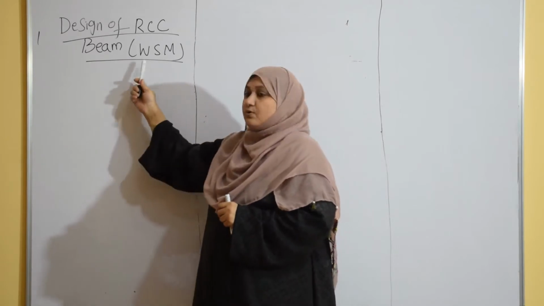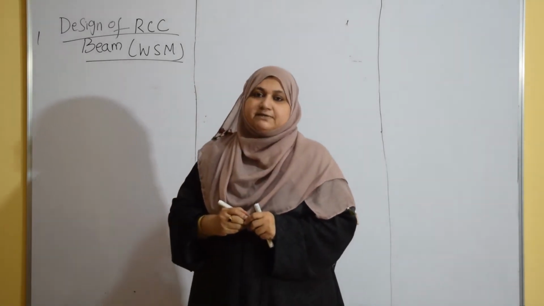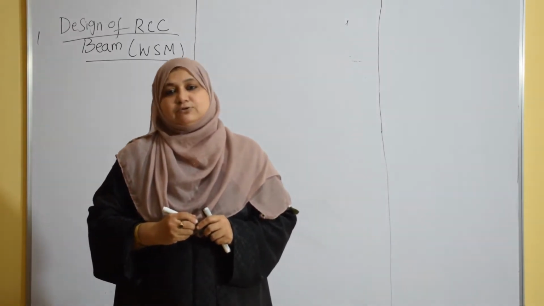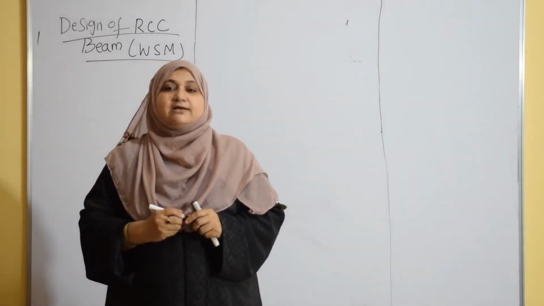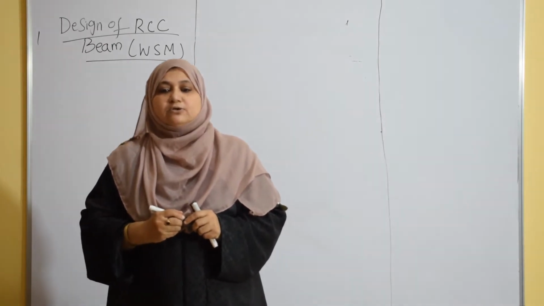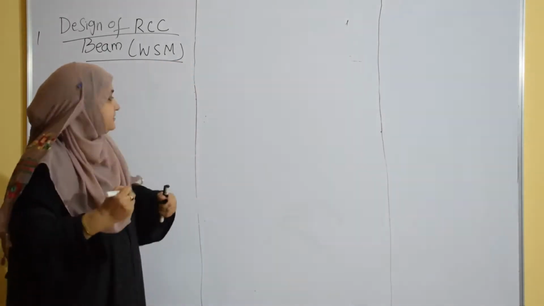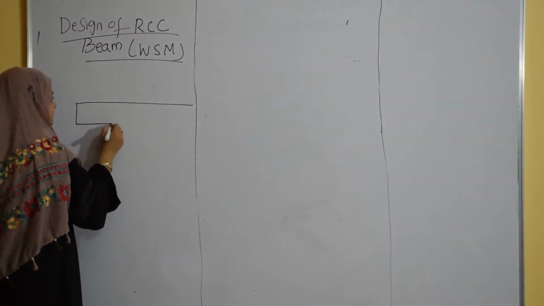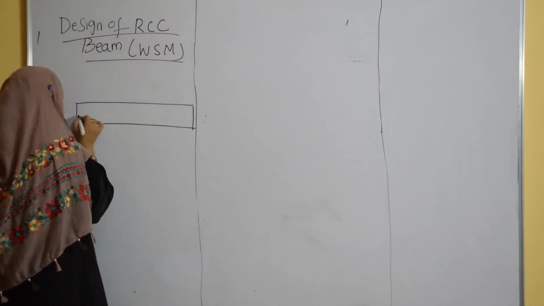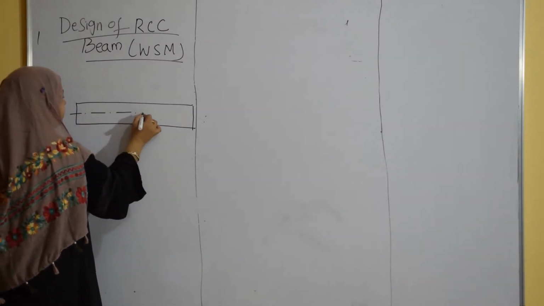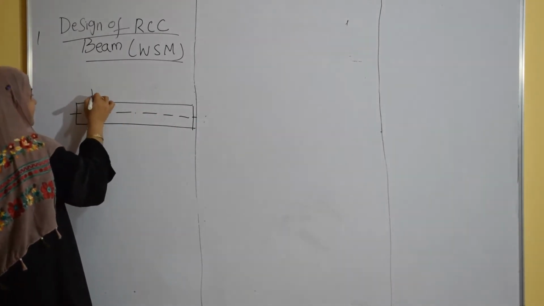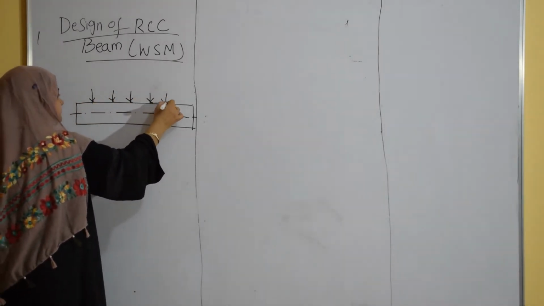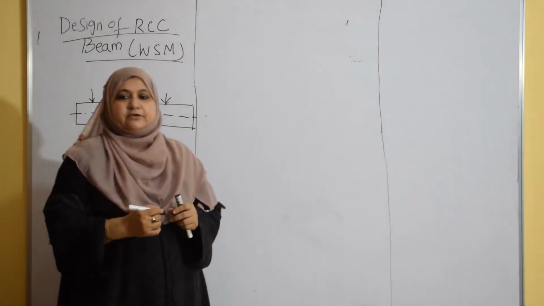Because this is an introductory subject of design for you all, you should know what a beam is. A beam is a structural element that primarily resists the loads applied laterally to the beam's axis. So this is a beam section, longitudinal section I am showing. So this is going to resist the lateral loads coming on the beam.